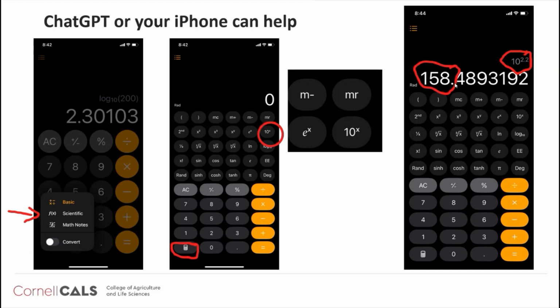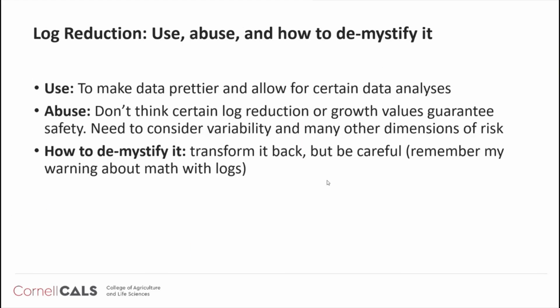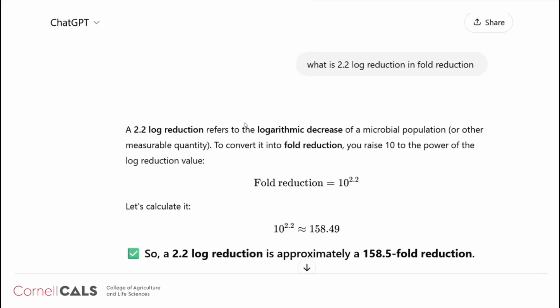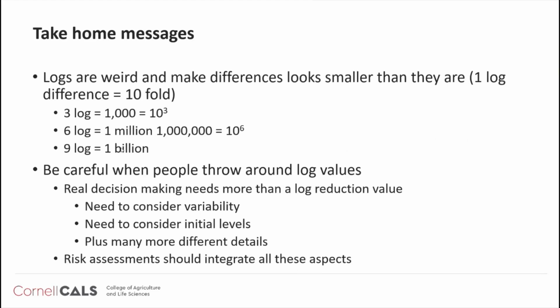If that's too complicated for you, you can just type it in ChatGPT. What is a 2.2 log reduction fold reduction? About 158, so about 160-fold. There are easy ways to do these sanity checks to make sure we at least are in the ballpark with regard to understanding what these numbers mean and doing some of these calculations. And I still have to do it sometimes. Sometimes it gets confusing when people throw around log values. I often go back to these sanity checks by just retransforming data to real numbers, saying, what does this really mean? So take-home messages: logs are weird.